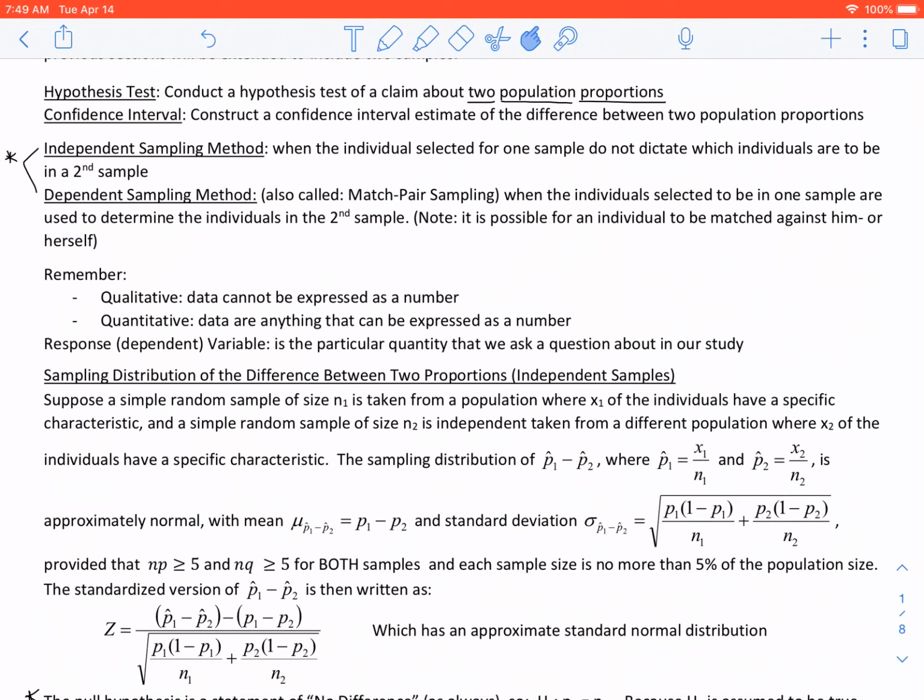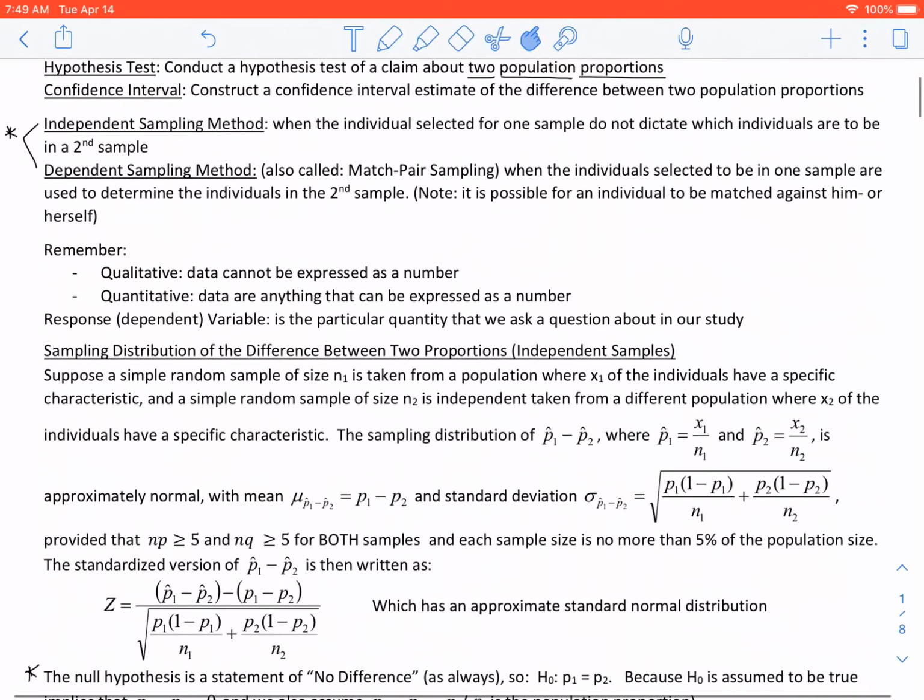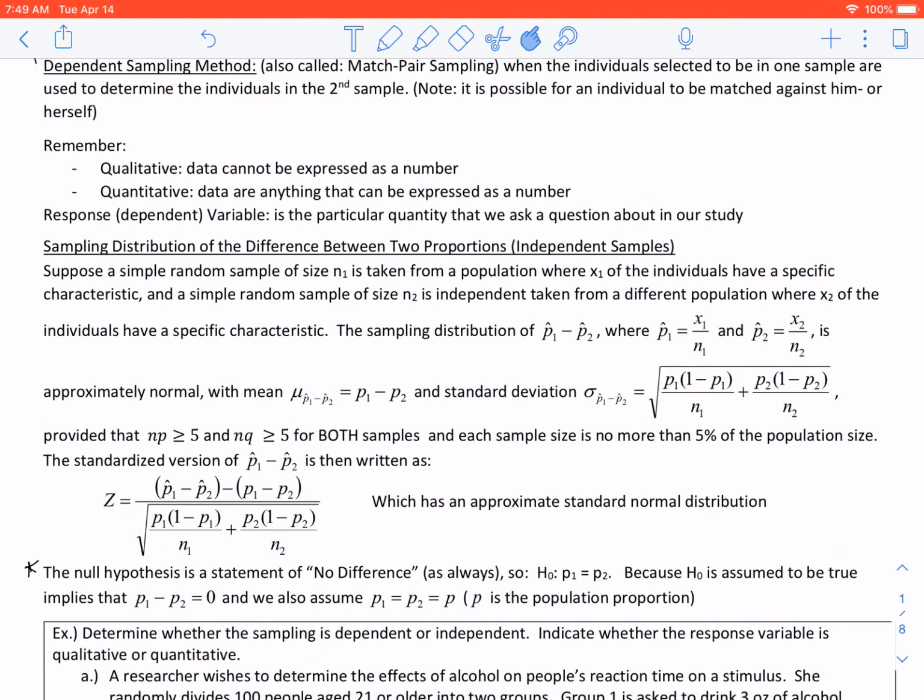The sampling distribution of p1 hat minus p2 hat, where p1 hat is x1 over n1 and p2 hat is x2 over n2, is approximately normal with, and you'll notice, we have the mean and we have our standard deviation of those differences.